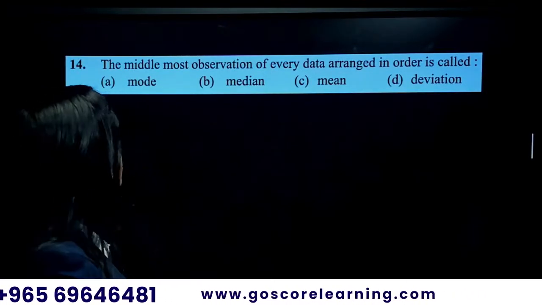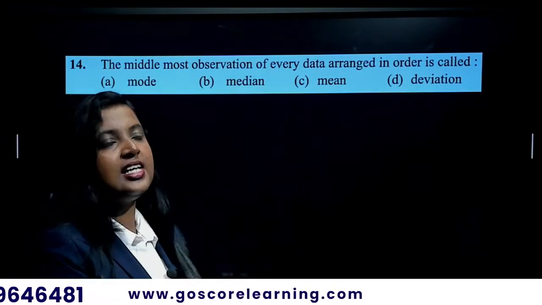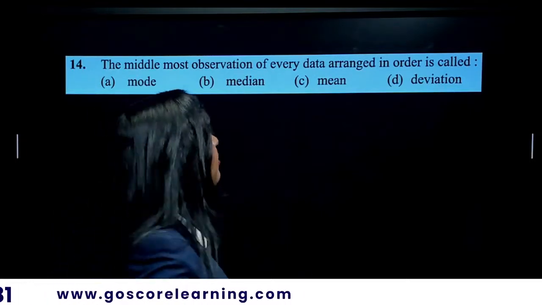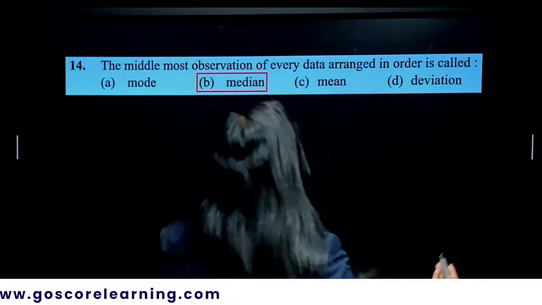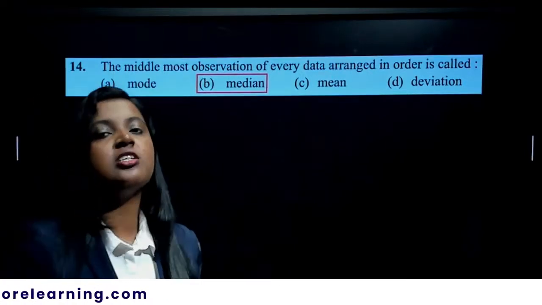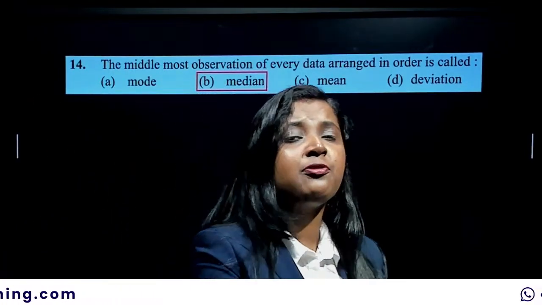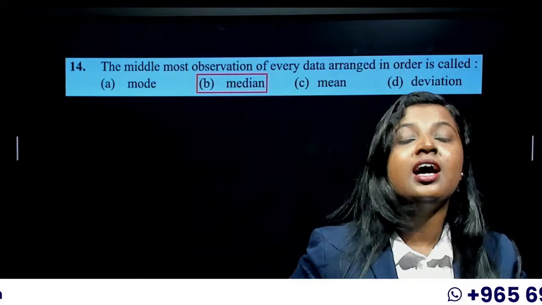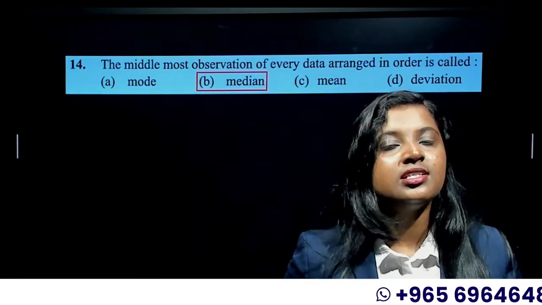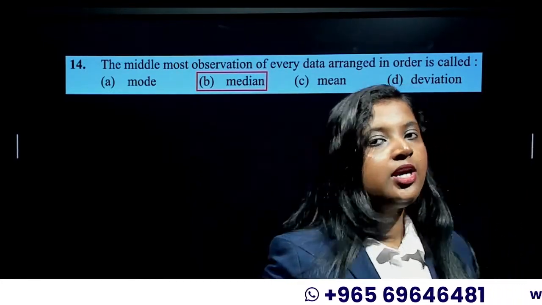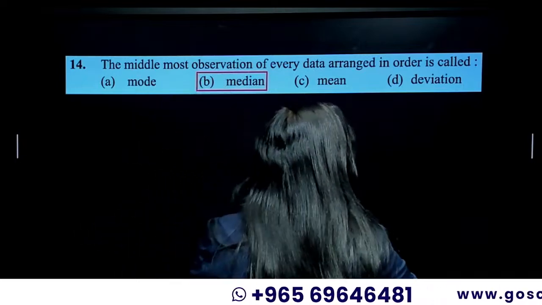The middlemost observation of every data. Such a difficult question. Middlemost observation. So the only direct question here is this median. Middlemost observation is known as the median, and the frequently occurring one is known as the mode, and the average is known as the mean. You guys know this already. Such an easy question.